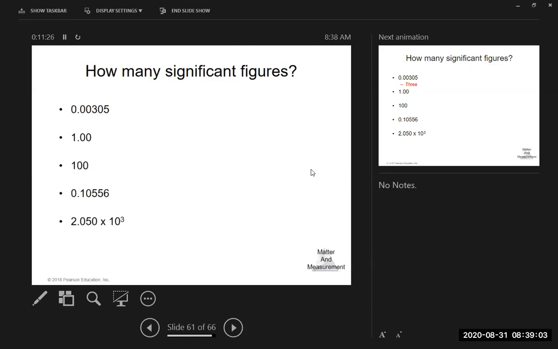Okay, so let's look at a couple examples here. Again, how many significant figures do we have for each of these? The first one, 0.035. Then 0.00305. How many there? 3. 3, right. Then 1.00. 3 again, because we have those zeros past the decimal.